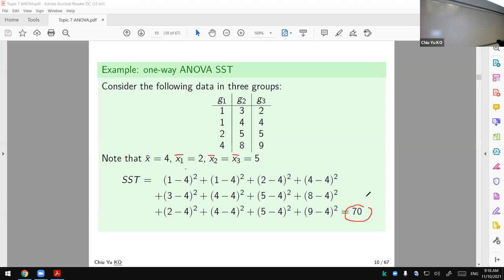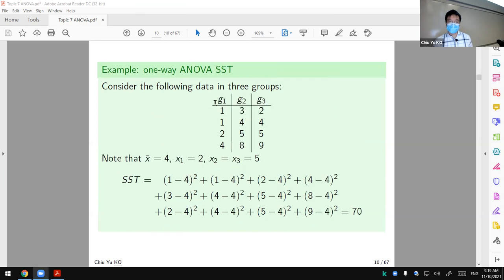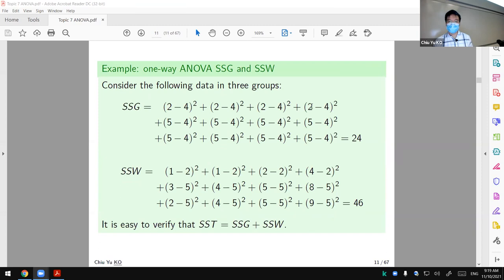Okay, and the next slide we'll be doing is SSW and SSG. S is a group, right? The group difference, okay? So for the group difference, you don't use 1, 1, 2, 4. You replace everything by 2. This one you replace everything by 5, okay? So that's why you see 2, 2, 2, 2, 5, 5, 5, 5, 5, 5, 5, 5.